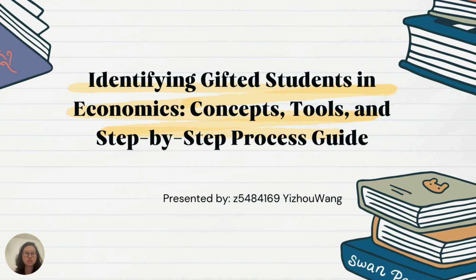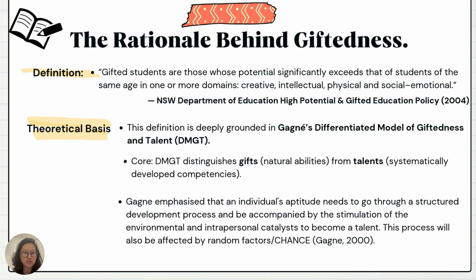Before discussing gifted students, we first need to clarify how giftedness is defined. According to the 2004 policy, gifted students are those whose potential in one or more fields is significantly higher than the same age peers. The concept comes from Gagné's DMGT, the differentiated model of giftedness and talent. Gagné developed this model to address the confusion between giftedness and talent in the 1970s and 80s, when these two terms were often treated as the same.